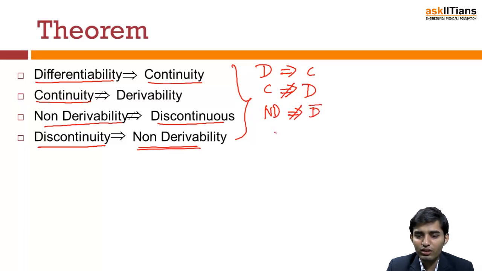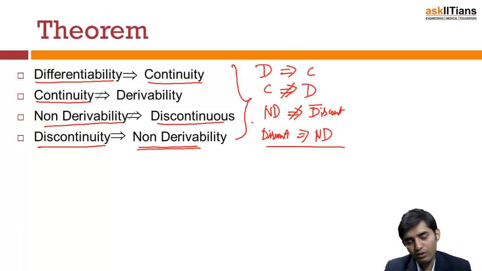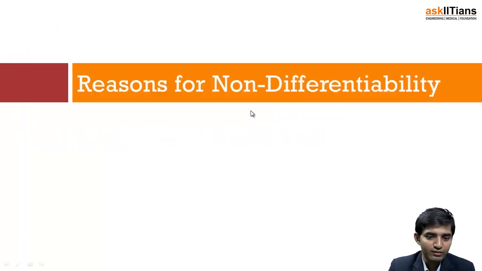Discontinuous I am just denoting by D bar, or you can just write it as C bar. And if it is discontinuous, this again implies that if a function is discontinuous, there is a break in the definition of the function, then it will surely be non-derivable also. So you have to remember these 4 theorems by heart. It will be very much used in the questions. Okay, now let us go to the next slide.